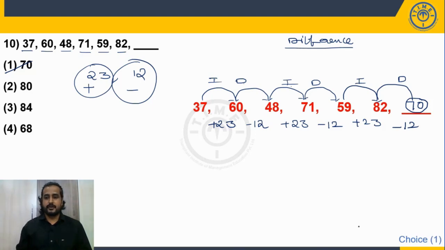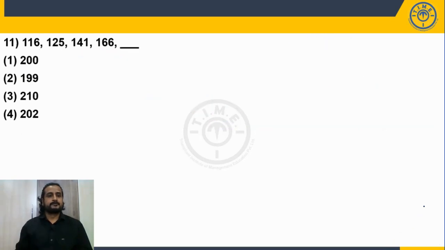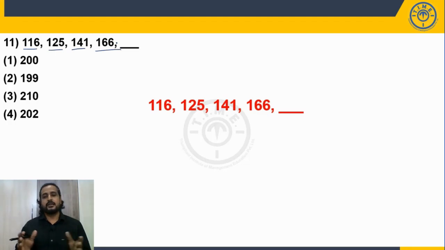So choice 1. Look at these numbers: 116, 125, 141, 166. Are the numbers close to each other? Yes, because I cannot see any rapid jump, very big jump, from one number to another. But if I observe the difference, 116 and 125, how much is the difference? Plus 9. Numbers are in an increasing pattern and increasing gradually.